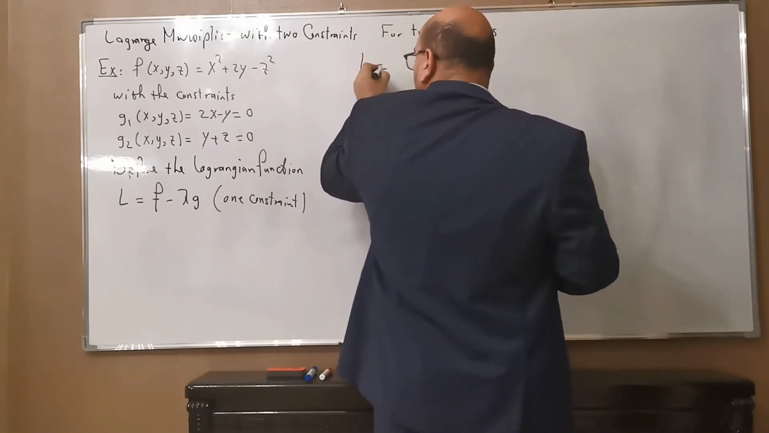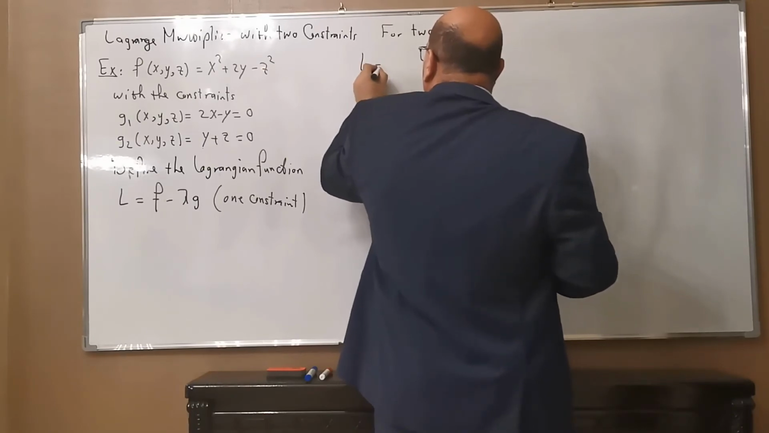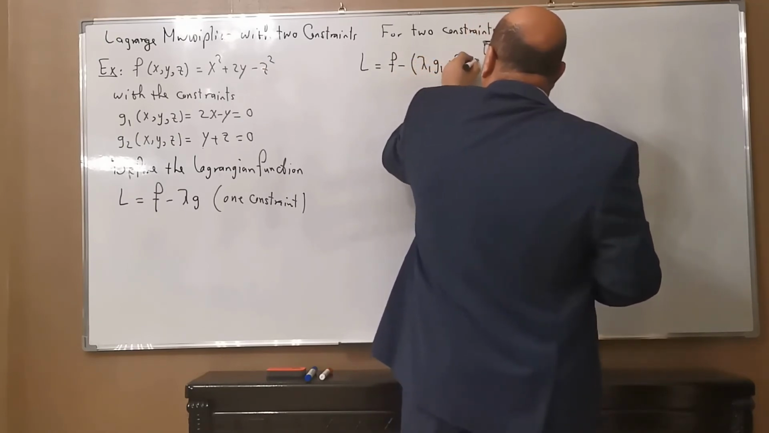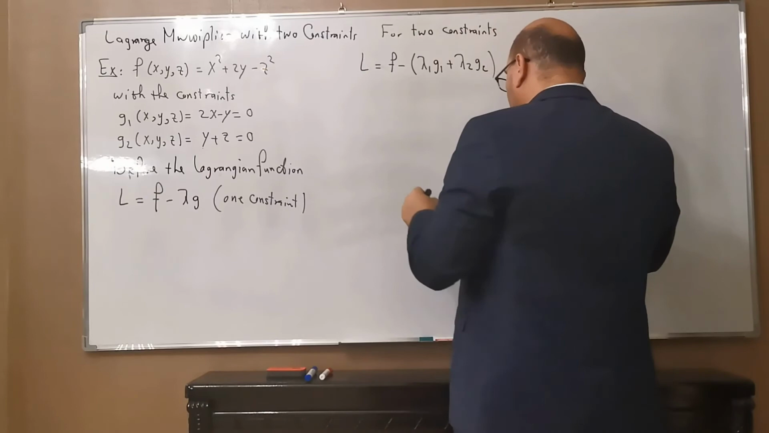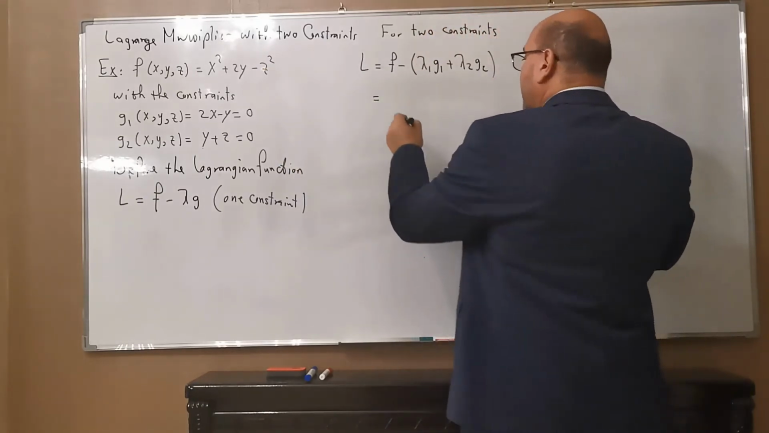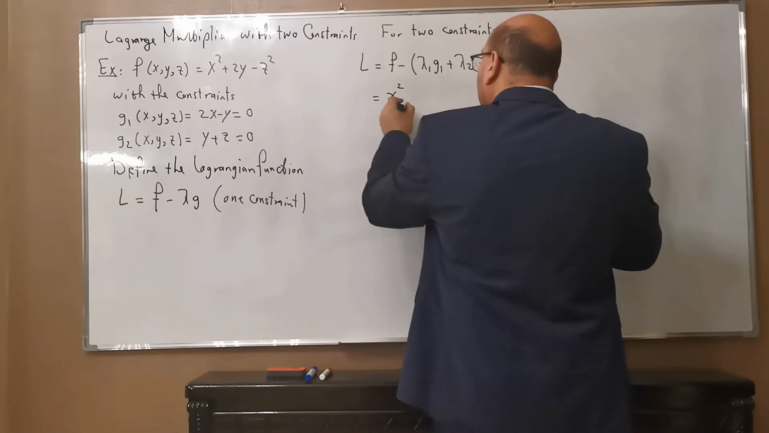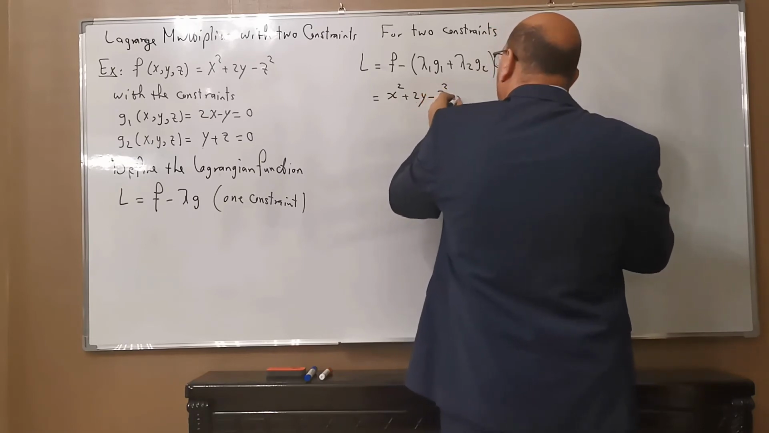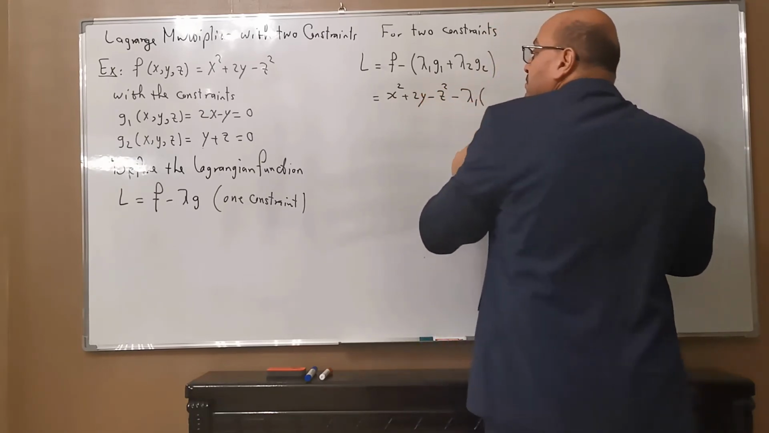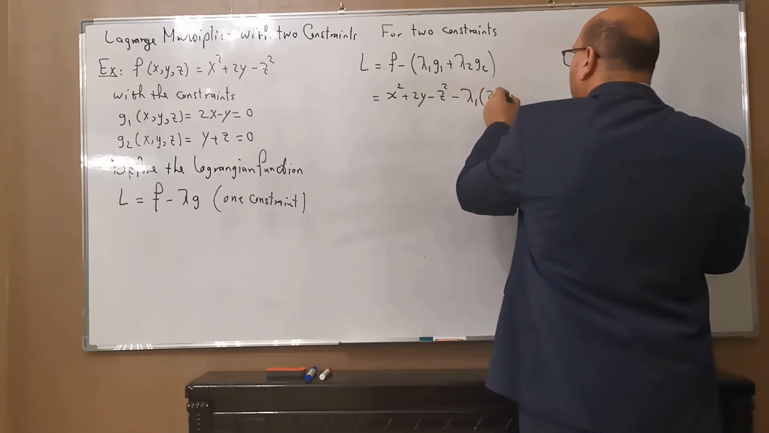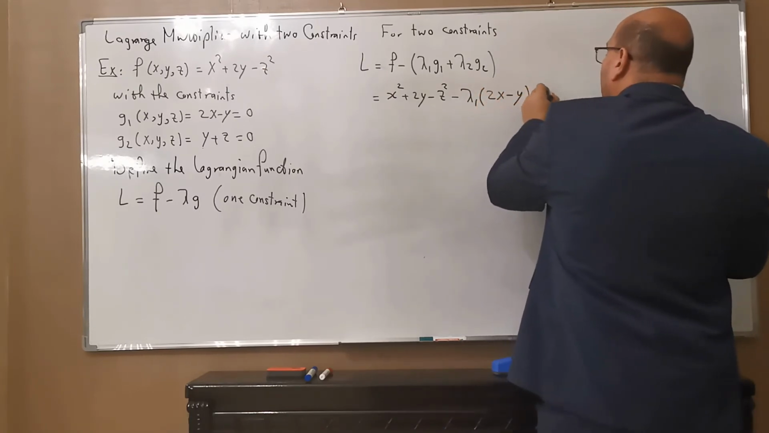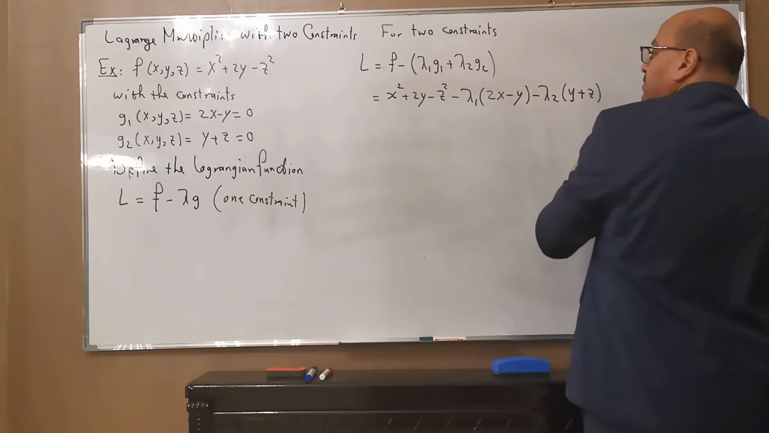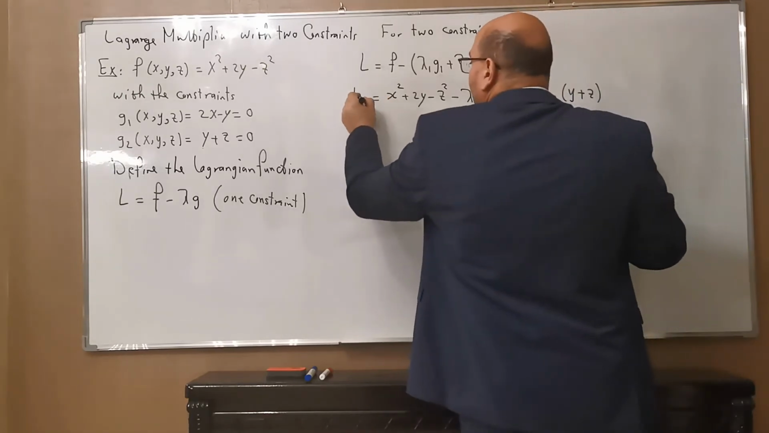the Lagrangian L is equal to f minus lambda 1 g1 minus lambda 2 g2. If we do this for our problem here, then we have x squared plus 2y minus z squared, minus lambda 1 times the first constraint, which is 2x minus y, minus lambda 2 multiplied by y plus z, and this is our Lagrangian function.